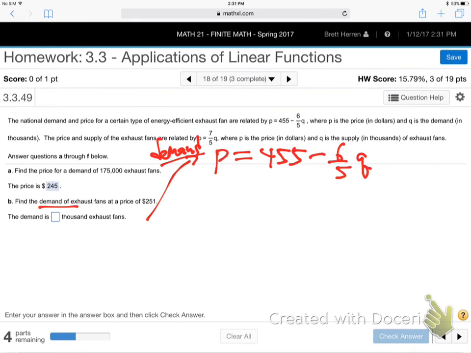But this time they're giving me the price, and they want me to solve for Q. This is a little more algebraically difficult. You guys with me? It's the same equation, but they're making it go the other way. They're giving me P, price. The fans are selling for $251. What's the quantity that the market is going to demand if we set the price for the fans at $251? So I need to solve that equation for Q.